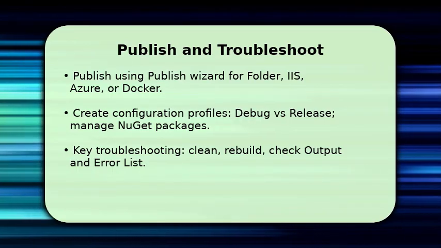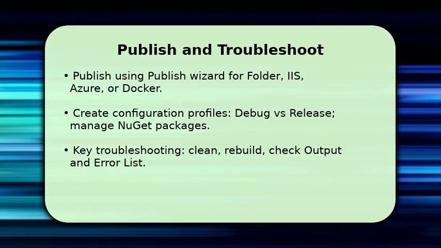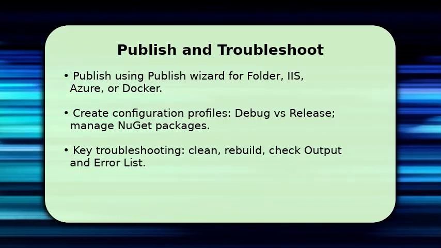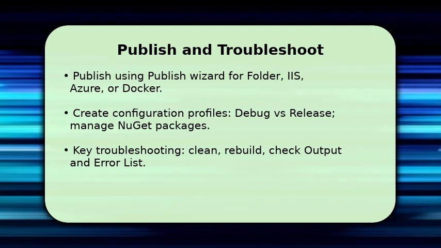If something fails, first clean and rebuild the solution, then inspect the output and error list for precise messages. If debugging stalls, restart Visual Studio and delete bin/obj folders. That often clears stale builds. Finally, run the published artifact to verify the deployed behavior.